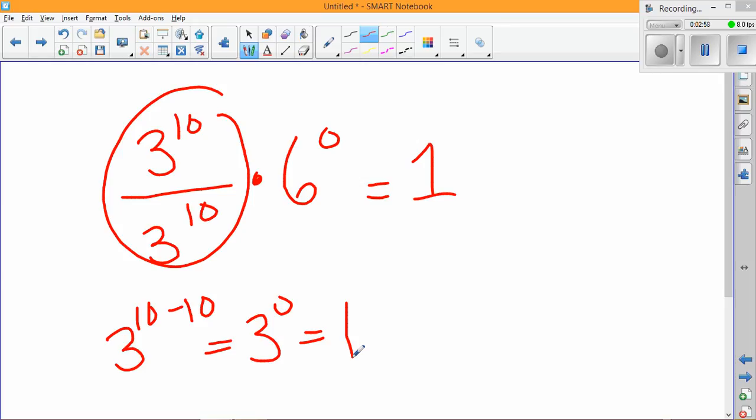And we can even see that just based on the expression itself. 3 to the 10th over 3 to the 10th is a number over a number. Even if we don't know what 3 to the 10th is, it's going to be the same number over the same number. And whenever we have the same number in the numerator and the denominator, we can reduce it to 1. And then we're going to use the fact that we learned today, anything to the 0 power is 1. So 6 to the 0 power is also 1. And 1 times 1 gives us 1.